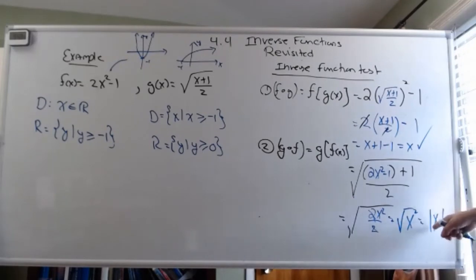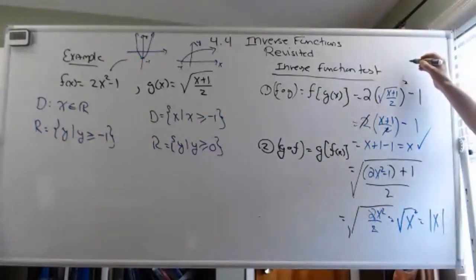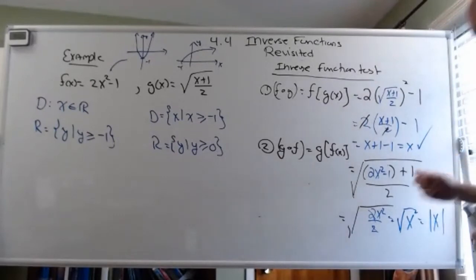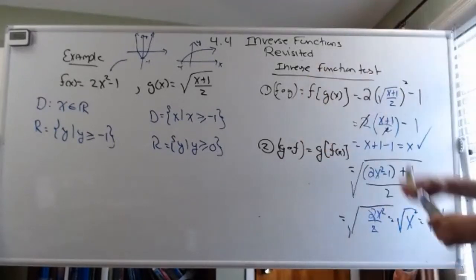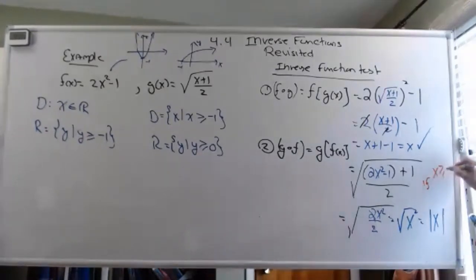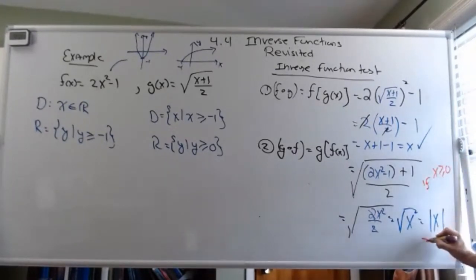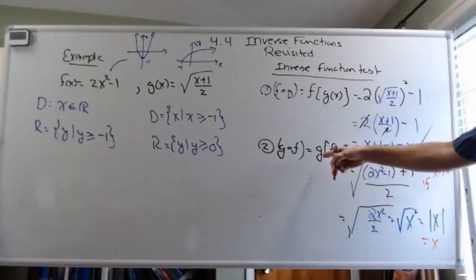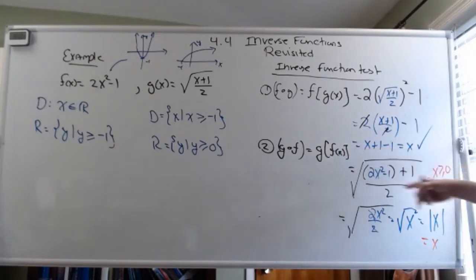If I restrict x, this would be my restriction. These will be equal if I restrict and say x is greater than or equal to 0. Then I can drop the absolute values and I get x and x. So I had to restrict, if you will, the range of g. Plugging this in, the range of g has to be restricted.